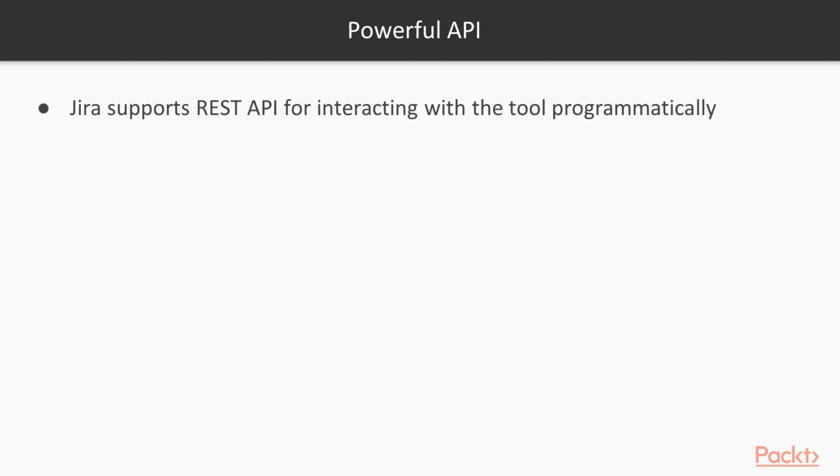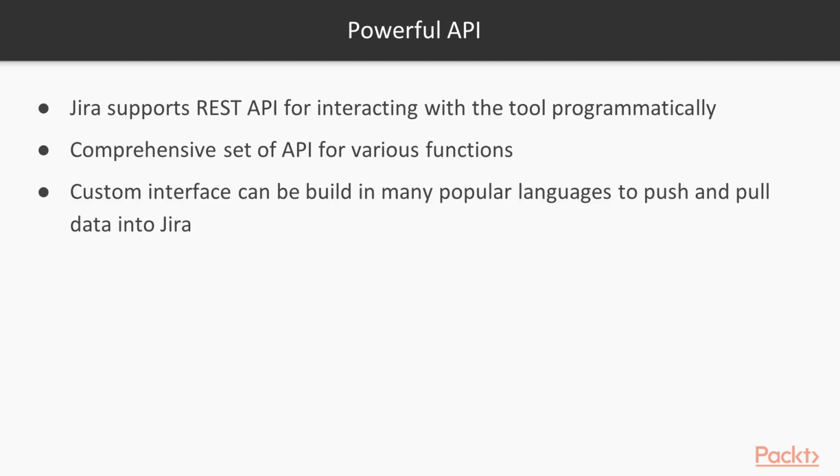Powerful API. Jira supports REST API for interacting with the tool programmatically. You have a comprehensive set of APIs that can perform a variety of functions. For example, you can create an issue in Jira, you can pull out some issues from the tool, and you can also build your own custom interface. And if you have any language, let us say you are more comfortable with Java, you can actually write your own interface that will interact with Jira to push and pull data.